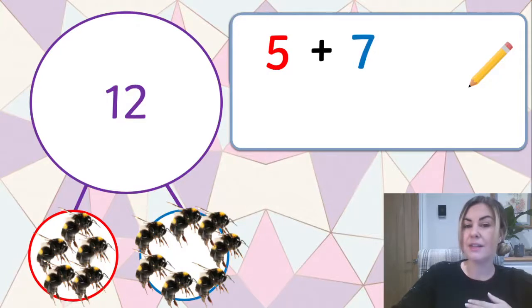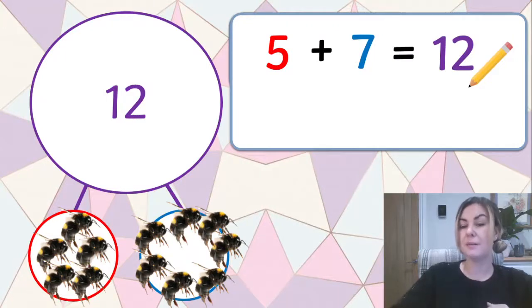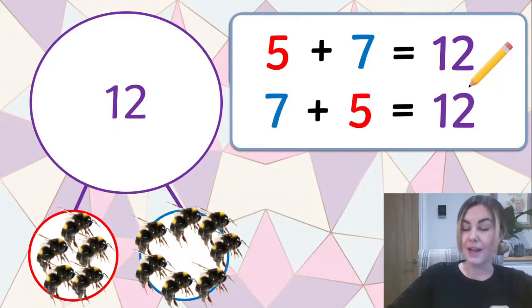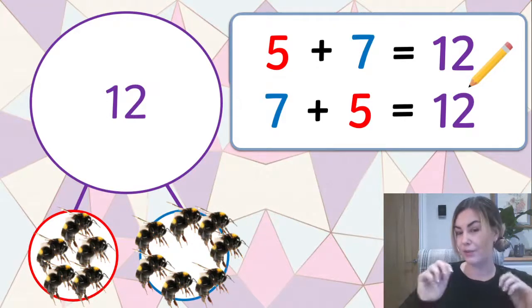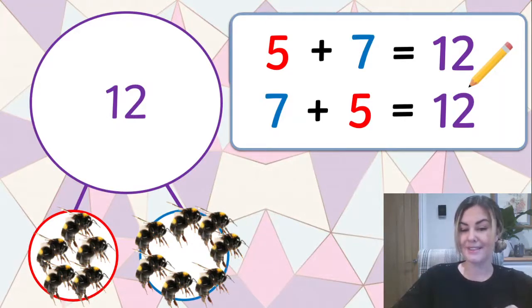And I have learnt that 5 add 7 equals 12. Can we say our number sentence together? 5 add 7 equals 12. Pause the video and complete step 2. Now, if you wrote 7 and 5 equals 12, you would also be correct.